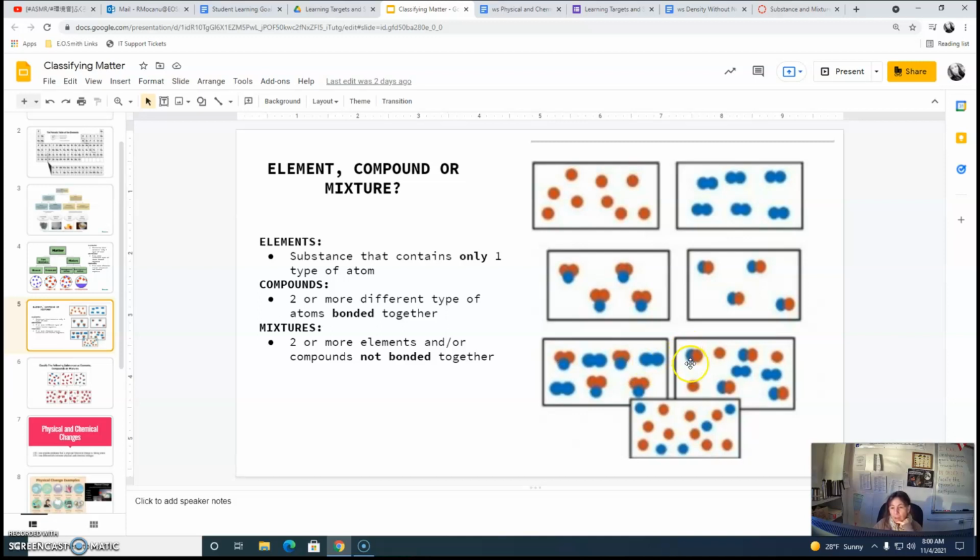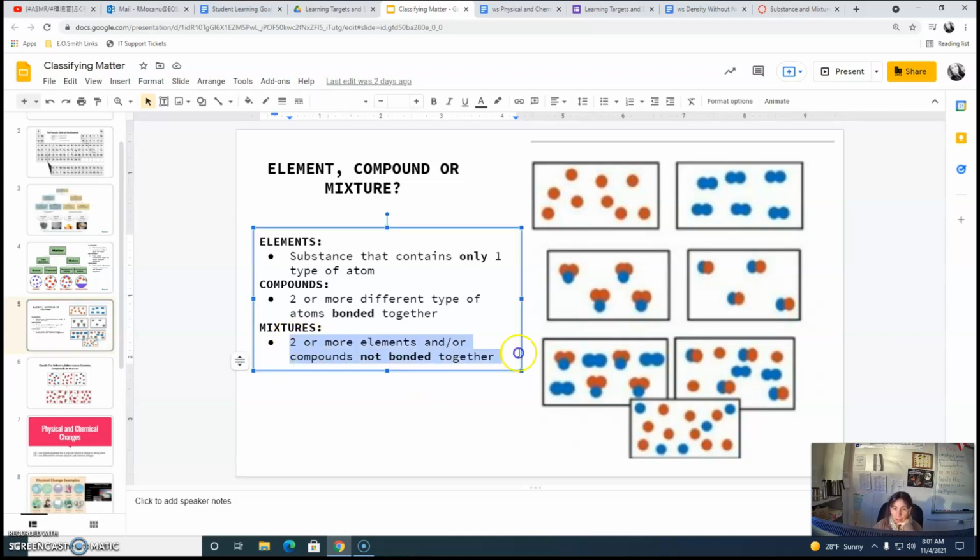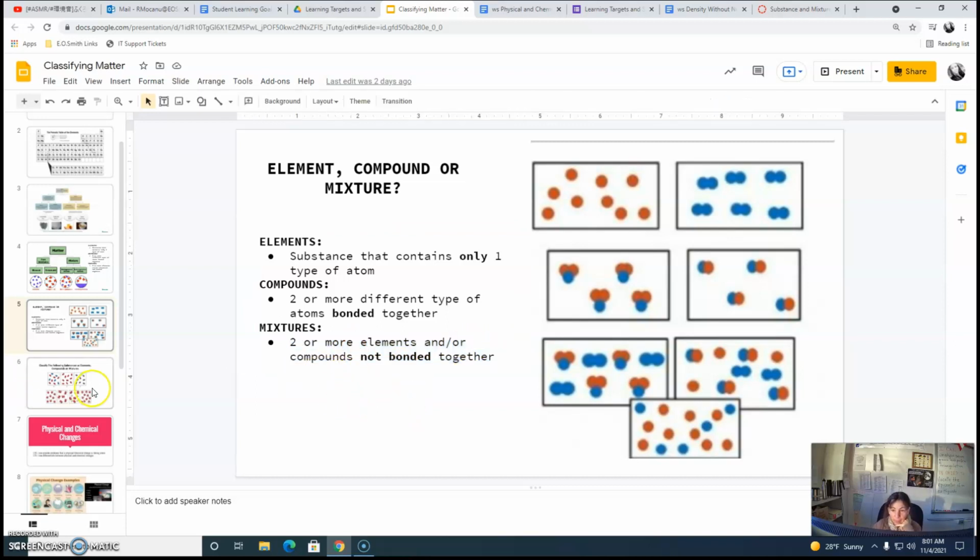Similarly, right here, I got a molecule of a compound that's blue and red. And then I have another molecule of another compound that's blue and blue. I got a single element mixed in there. So I got a whole bunch of different things mixed together. That makes it a mixture. And in this one on the bottom, I have two different kinds of elements. I have a blue element and a red element. They are not bonded together. So that makes it a mixture. Remember, the definition of mixture is two or more elements and or compounds that are not bonded together.